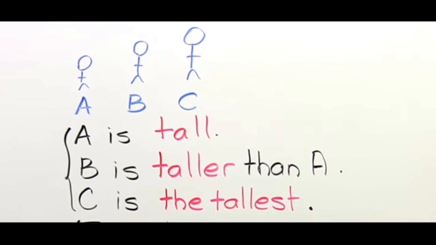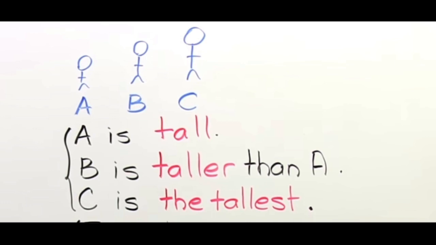Now, let's look at the board here where I have tried to draw three men, A, B, and C. If we describe these three people, we could say these sentences. A is tall, let's say. B is taller than A. And C is the tallest.